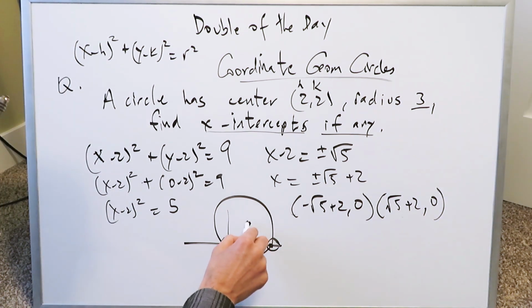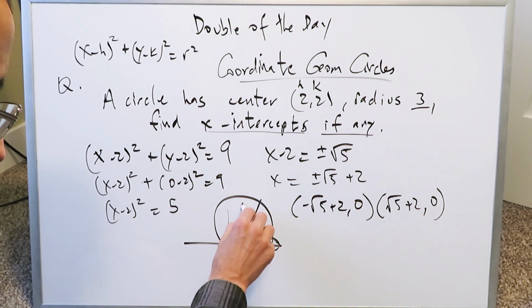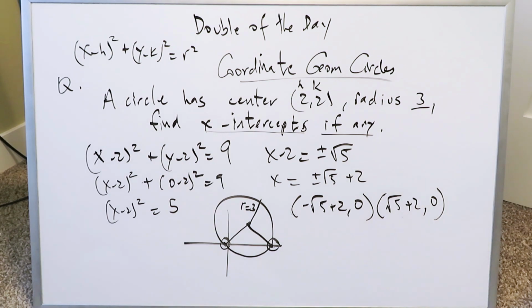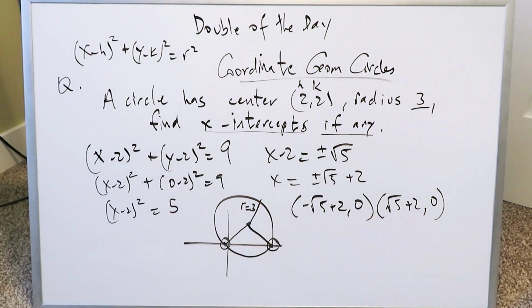In all instances, from the center to any of these points will always be a radius of 3, and that's exactly what you have. This question has been done. These are your x-intercepts, and they're good. So this circle did have x-intercepts.